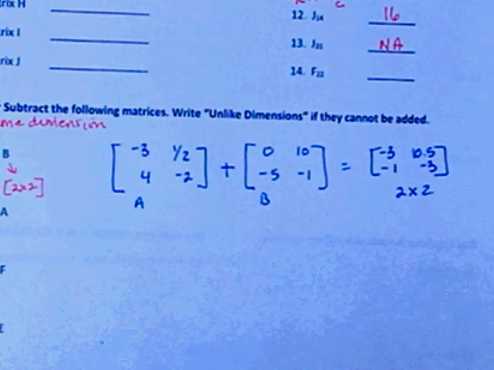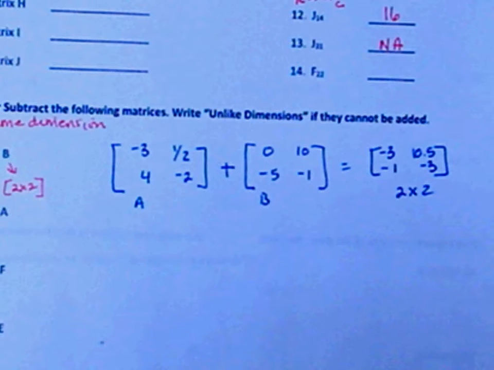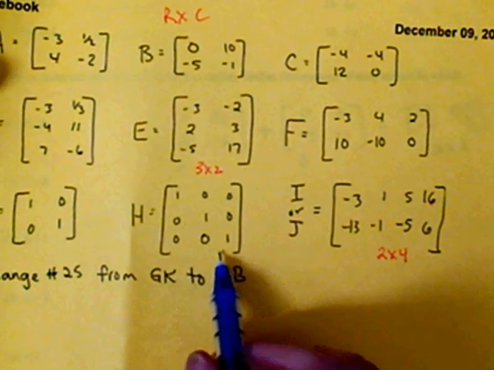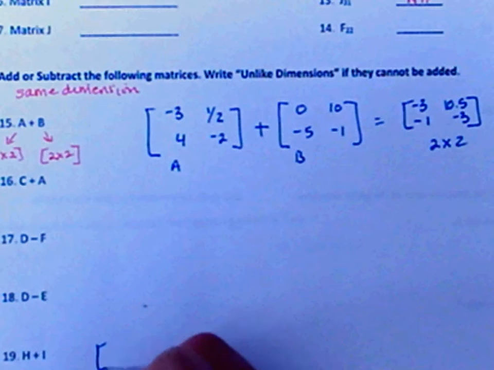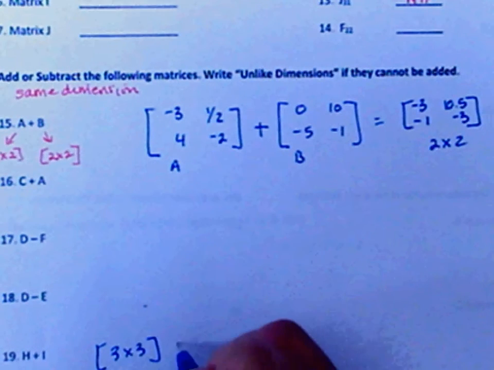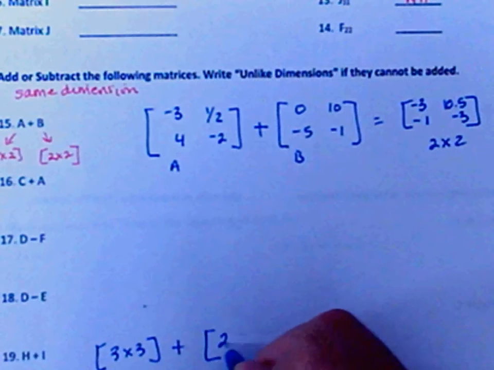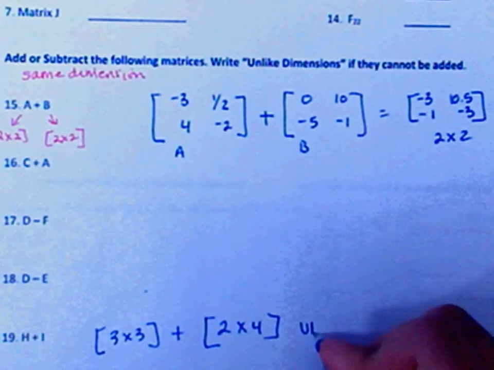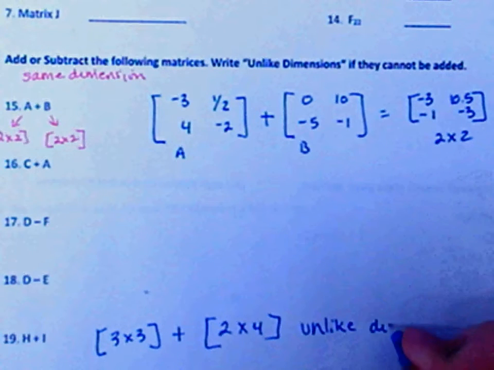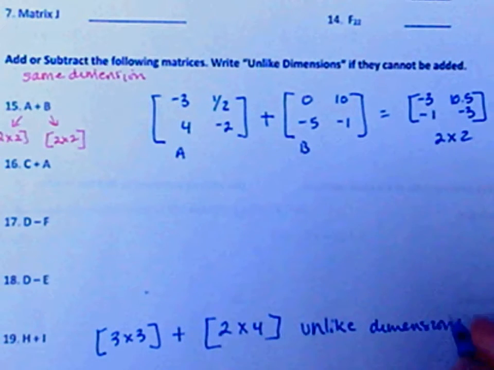Now, if you take a look at H and I, let's look at H and I. H is a 3 by 3, and I is a 2 by 4. So H is a 3 by 3 plus your I, which is a 2 by 4. Do you see how they do not have the same dimension? So this would be unlike dimensions. You cannot add or subtract those.